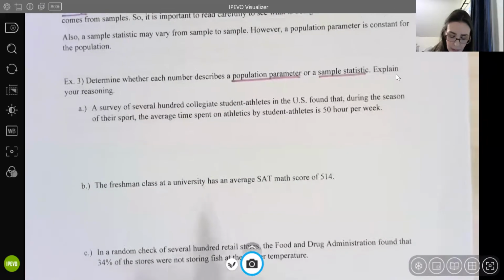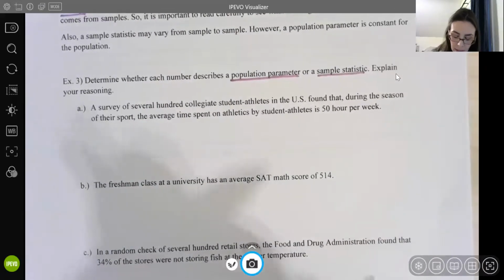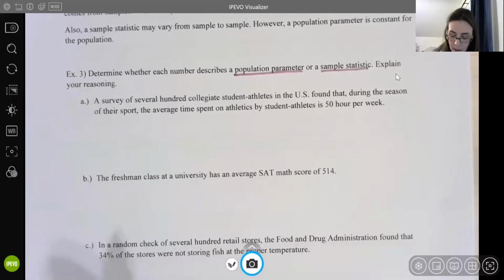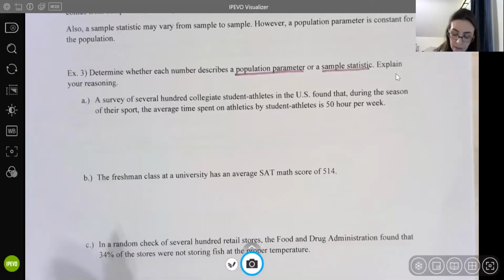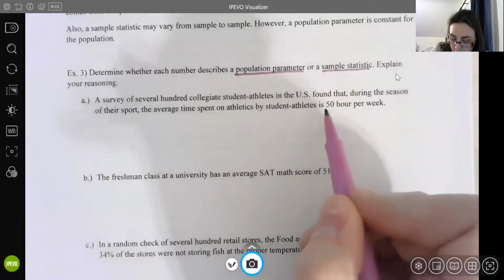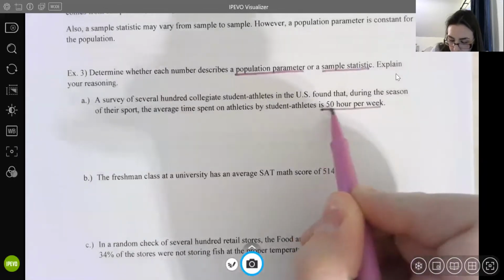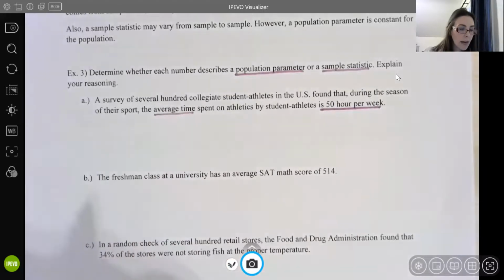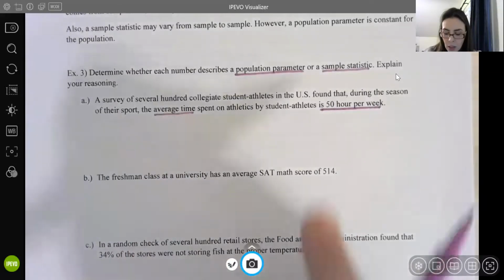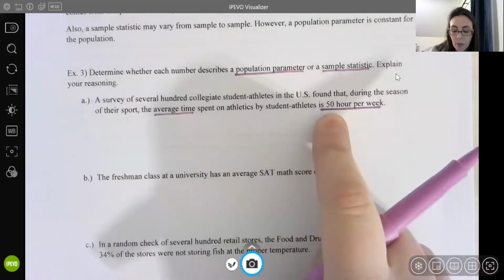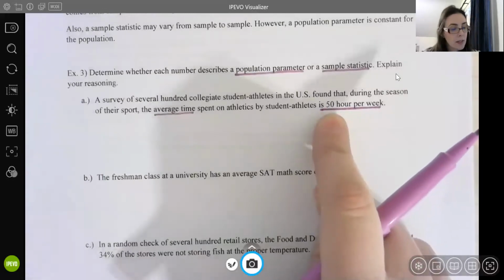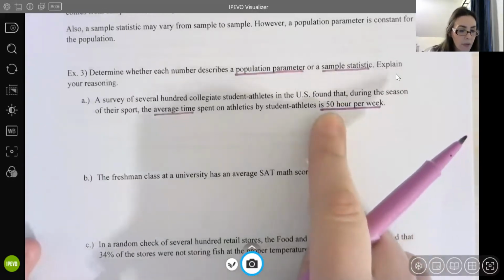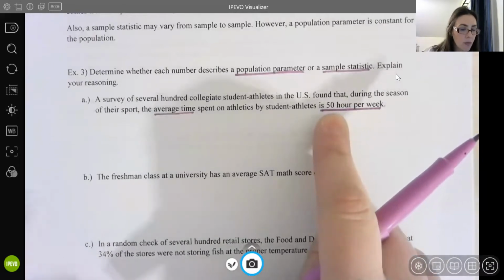A survey of several hundred collegiate student athletes in the US found that during the season of their sport, the average time spent on athletics by student athletes is 50 hours per week. So this is the number that we're looking at, this 50 hours per week. So that's an average time spent on athletics. So is this a population parameter or is it a sample statistic? So was this value found from taking a sample of data or from looking at the whole population?